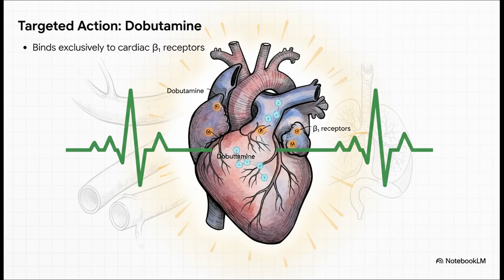Okay, how about a beta-selective agonist? Let's look at dobutamine. This drug is really selective for the beta-1 receptors, which, as we know, are packed into the heart. This laser-focused action is what makes it perfect for something like acute heart failure. It goes right to the heart, tells it to pump harder and faster to boost cardiac output, and it does all this without causing massive vasoconstriction all over the body.